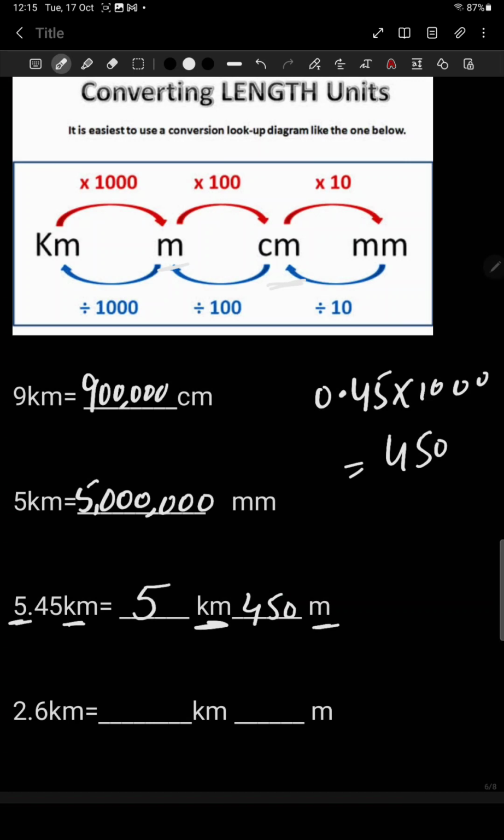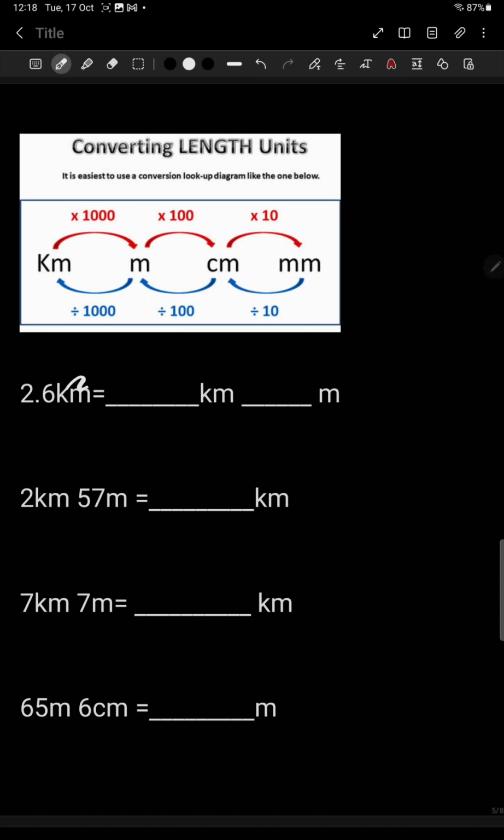So we have converted: 5 is the kilometer, and 0.45 we have converted into meters. So from kilometer to meter we have converted in the same way. The next question, again we will do from kilometer to meter. Here 2.6 kilometer and we are converting into kilometer and meter. So 2 is already in kilometer, so we can write it over here. Now here is 0.6. We will write 0.6 because 2 we have written over here. Then kilometer to meter.